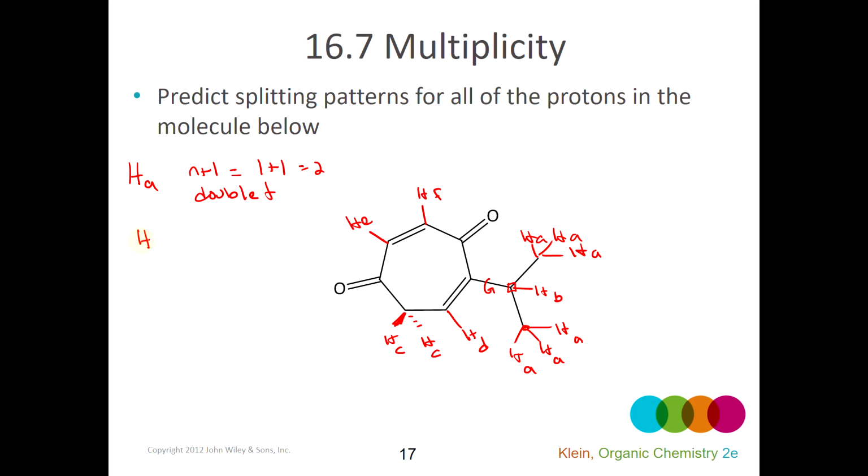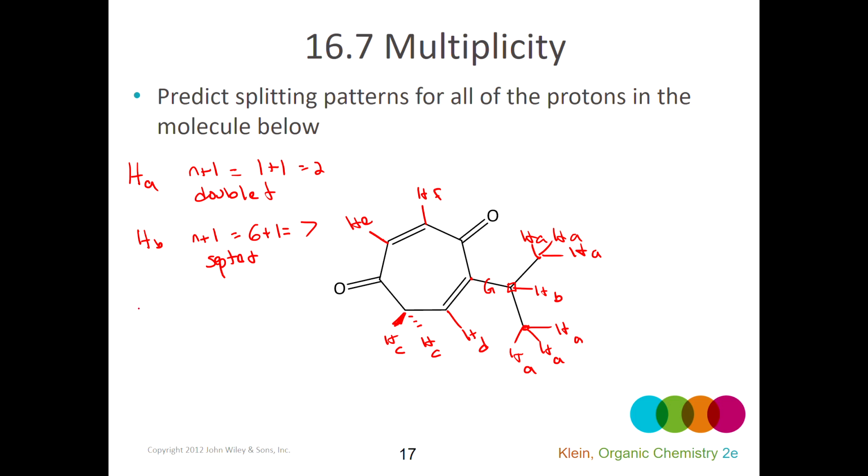Looking at HB, HB isn't split by any other hydrogens on the same carbon. There are no others. It's not split by anything here. There's no hydrogen there. But it is split by these 3 and these 3. So B is split by 6 total hydrogens on adjacent carbons. But because all 6 of those are equivalent, every one of these HA is going to be splitting HB with the same coupling constant. So since they're all splitting with the same coupling constant, I can use the N plus 1 rule. And since there are 6 of them, that gives me a septet, a 7 signal pattern for HB.